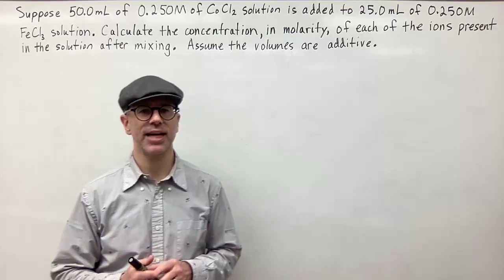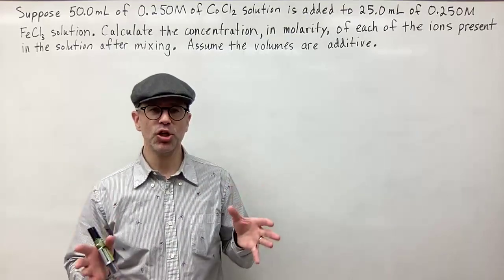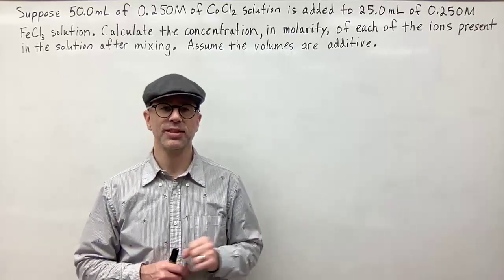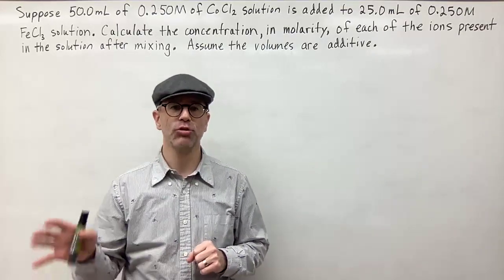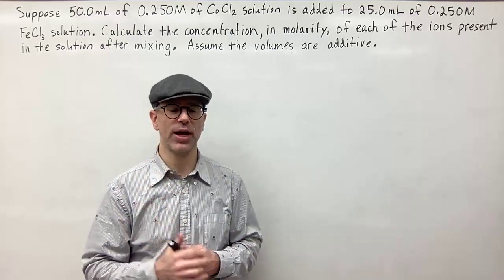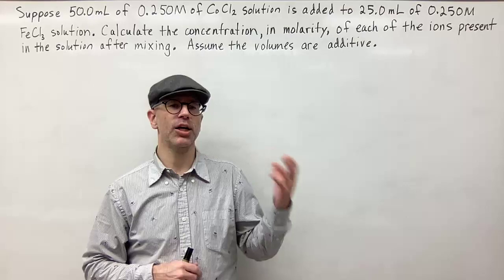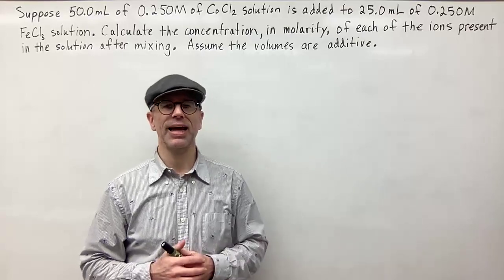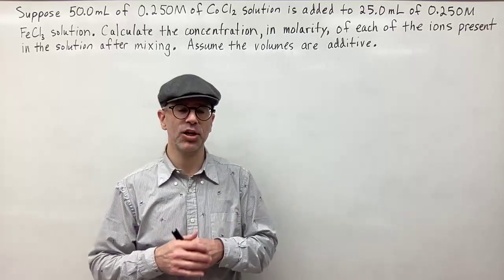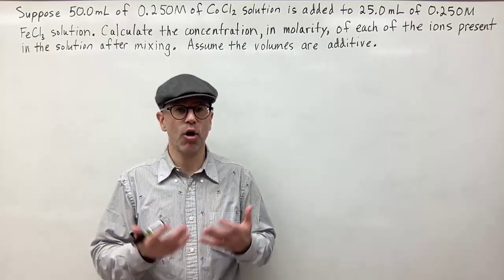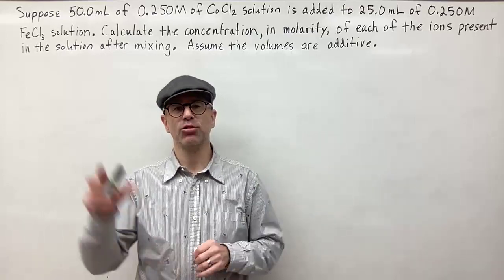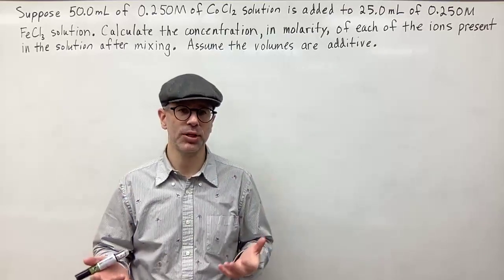What that means is that you're going to assume that if I add one volume of one substance and I add another volume of another substance, when they add together, it's exactly two volumes, right? So for example, if I have 100 milliliters of water and then I have 100 milliliters of ethanol and I mix them together, if I assume that the volumes are additive, then I would say, well, 100 milliliters added to 100 milliliters is 200 milliliters.